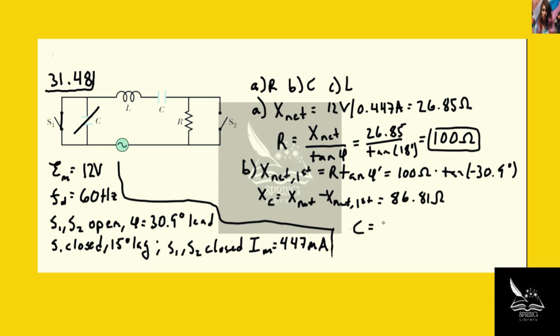And so we know that C is 1 over omega times the reactance of our capacitor. We just found that. So this is 30.6 microfarads.